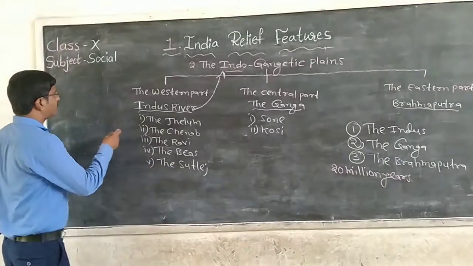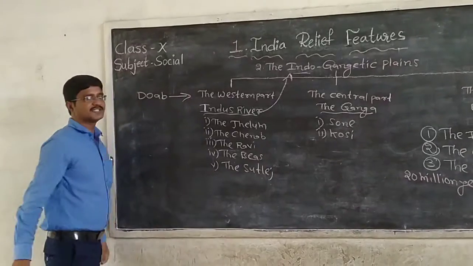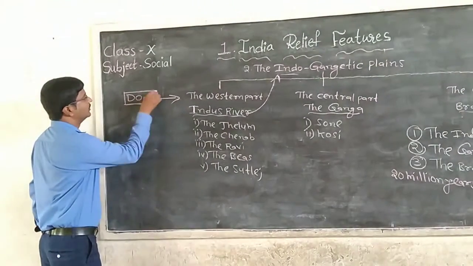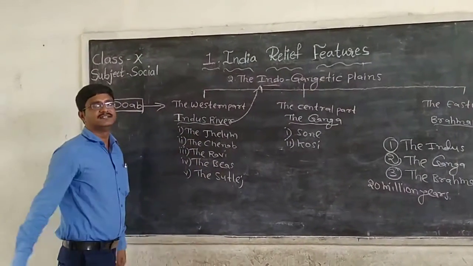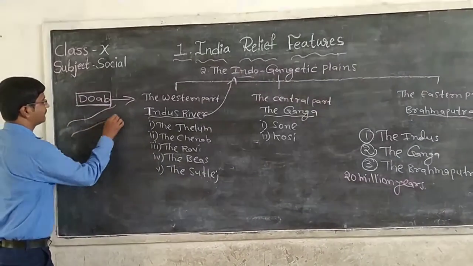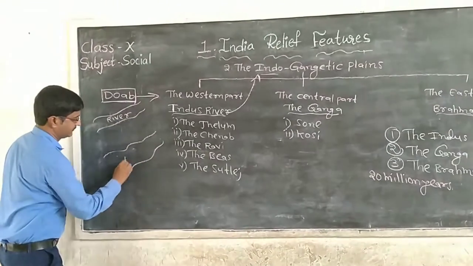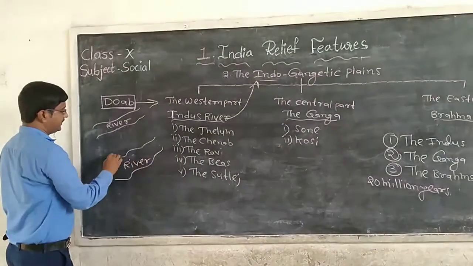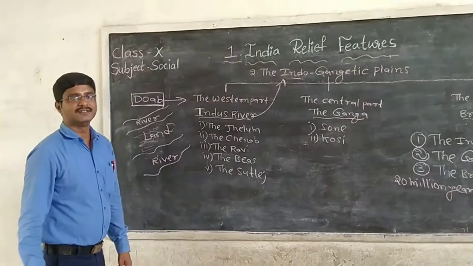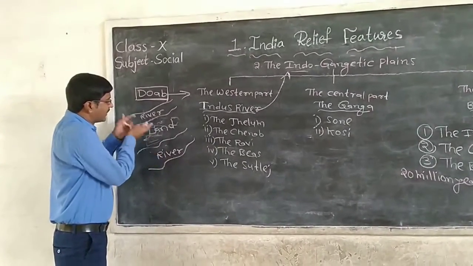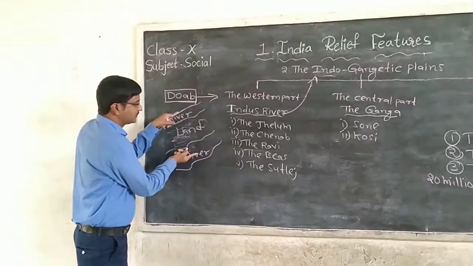Here, one important thing is that the doab feature dominates here, in the western part. Do you know the meaning of doab? Just now we have learned that different kinds of rivers are there in this region. For example, here there is a river and here one more river is there. In between, land is there. See, here a river and here one more river. There is a fertile land between the 2 rivers.